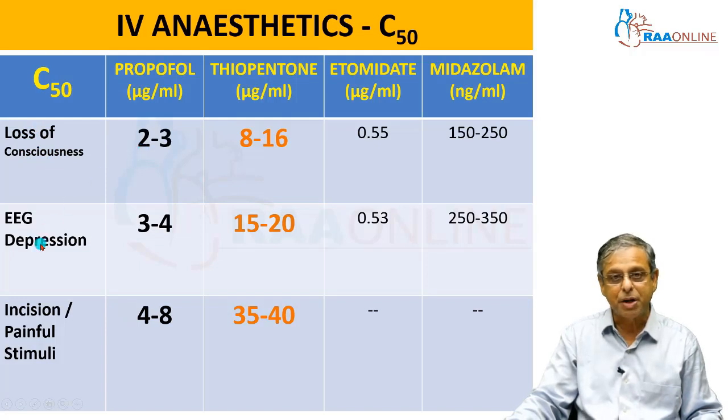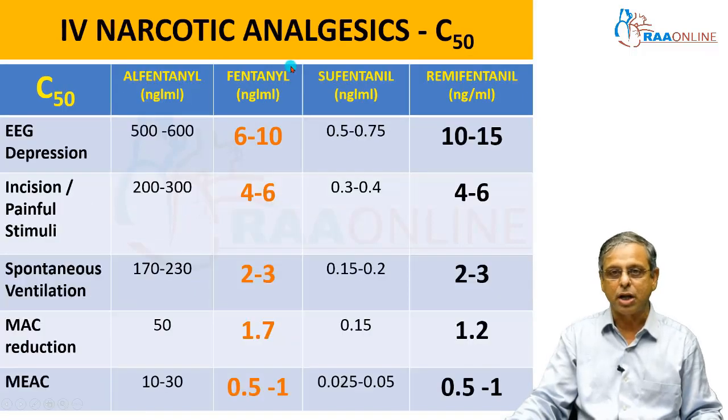But for EEG depression, you need a higher concentration. We need propofol at 3 to 4 microgram per ml. And to obtain lack of response to incision or painful stimuli, propofol should be much higher, at about 4 to 8 microgram per ml. Likewise, if you look at thiopentone, loss of consciousness is at 8 to 16 microgram per ml, EEG depression at 15 to 20 microgram per ml, and lack of response to incision at 35 to 40 microgram per ml. Even the IV narcotics have their own C50 values.